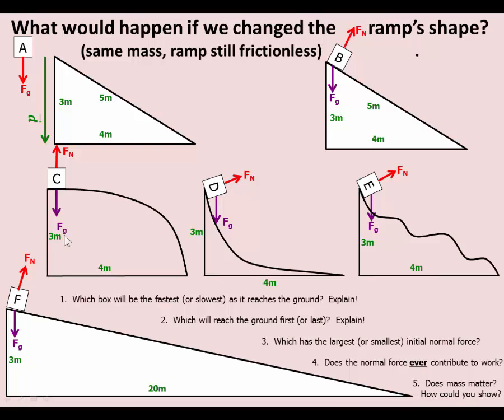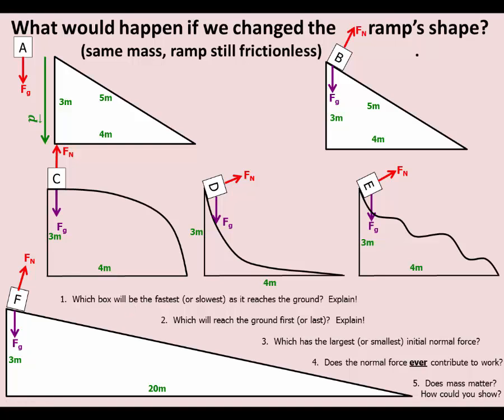The question is, what would happen if we changed the ramp to look like this shape, or this shape, or this wavy shape, or a really, really stretched out long ramp? Would that change the situation at all? You'll have this slide you can print out as a full-size slide, and you can answer these 5 questions.